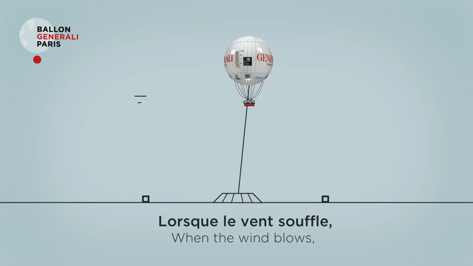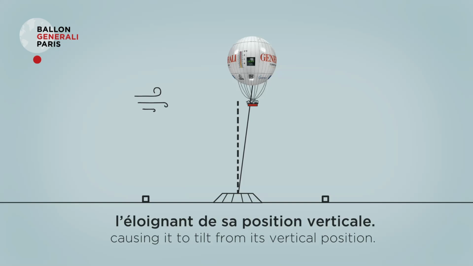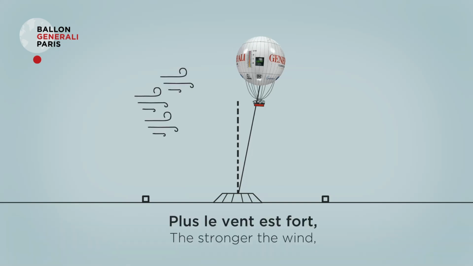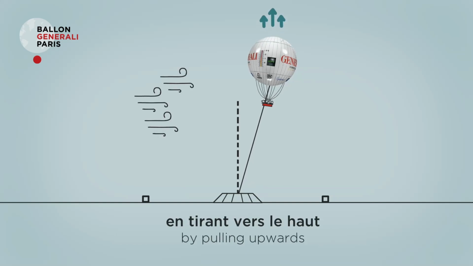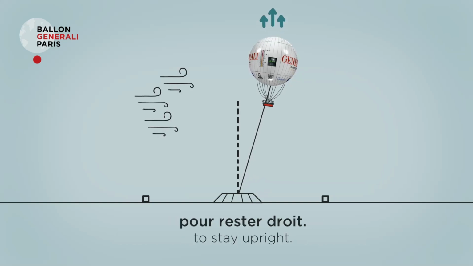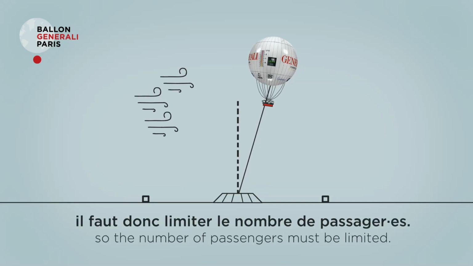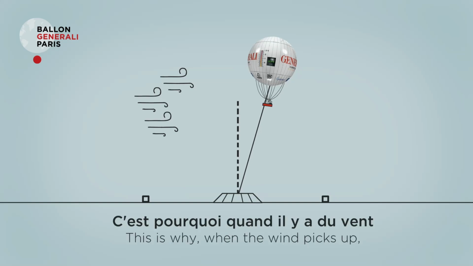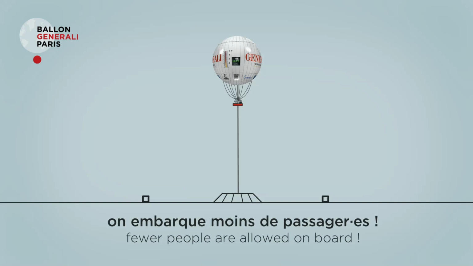The balloon's performance is highly dependent on weather conditions, especially wind. When the wind blows, it pushes the balloon sideways, causing it to tilt from its vertical position. The stronger the wind, the more the balloon must compensate by pulling upwards to stay upright. To maintain this balance, the balloon needs to remain light, so the number of passengers must be limited. This is why, when the wind picks up, fewer people are allowed on board.